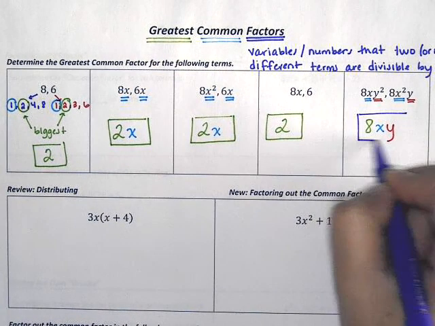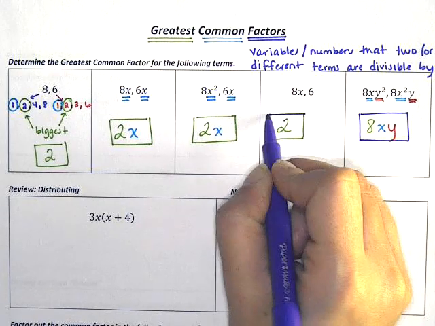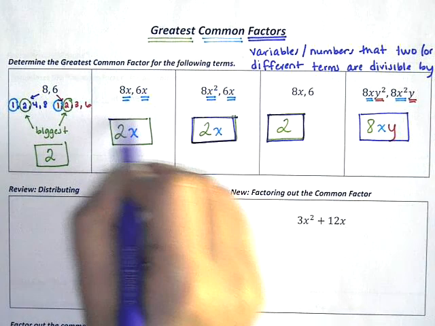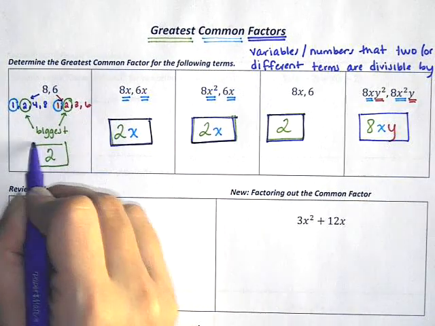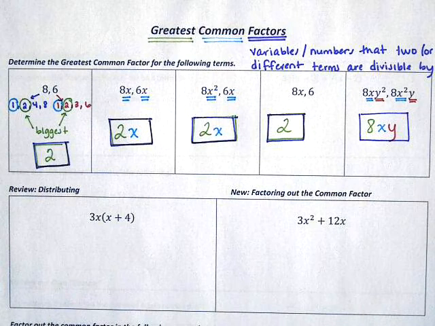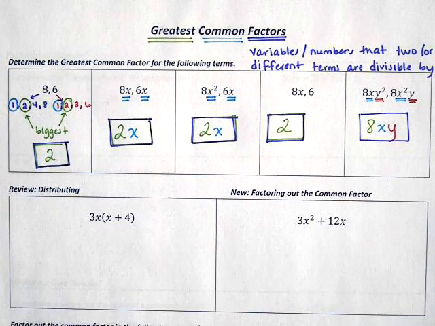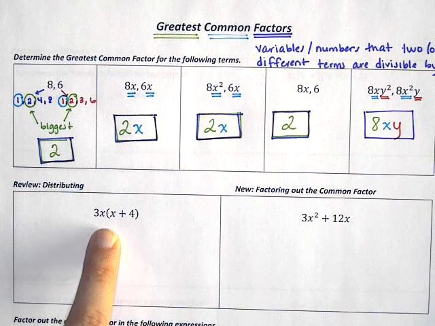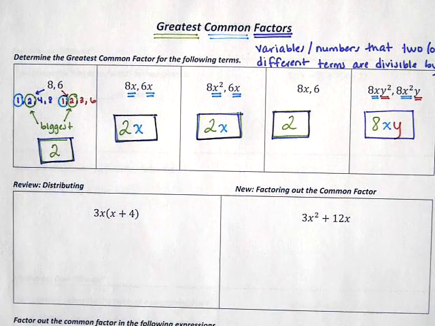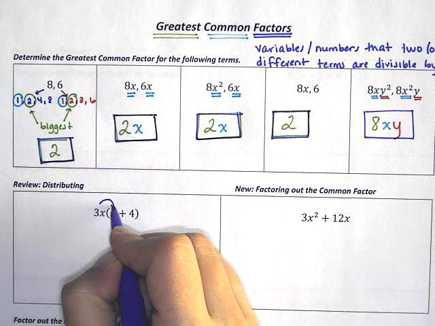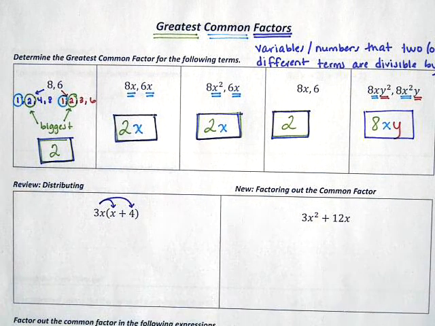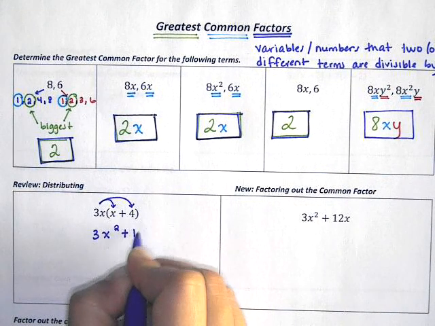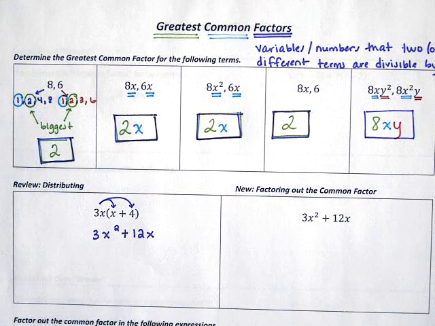Now, what we're going to be doing with this information is something called factoring out the greatest common factor. So what we're going to be doing is taking a problem where we used to be distributing and then undoing that. So let me show you an example. We remember how to distribute in this problem. I would distribute the 3x to the x and to the 4. So I would have 3x squared plus 12x as my final answer.